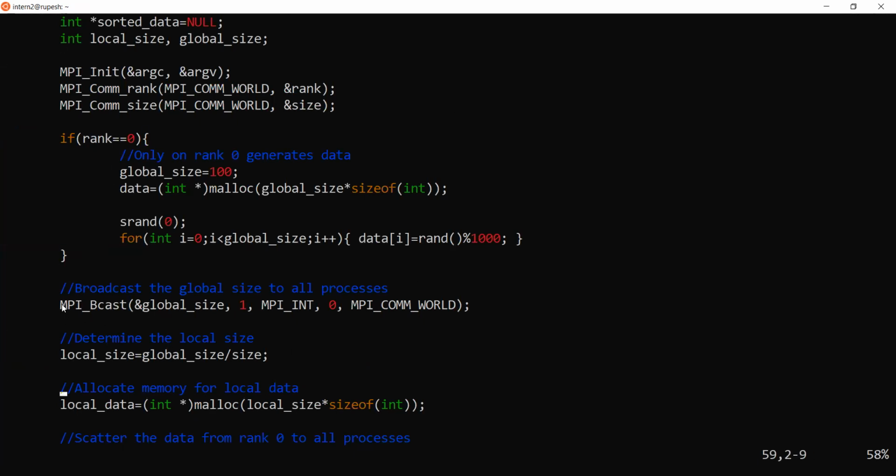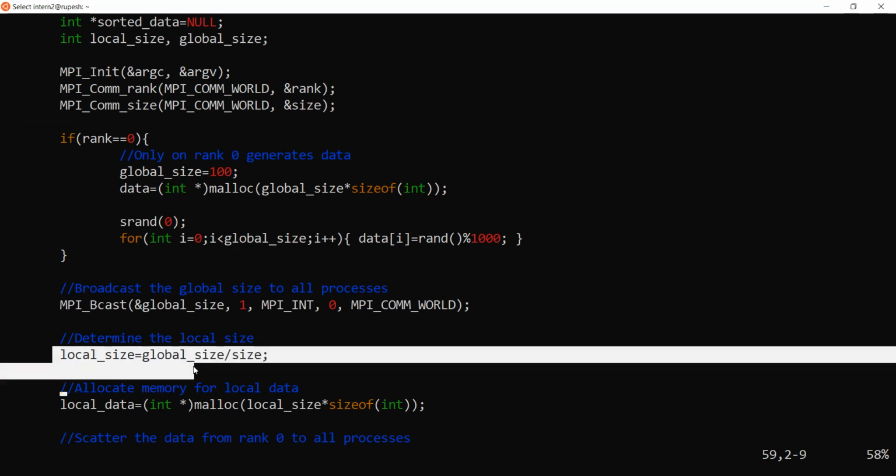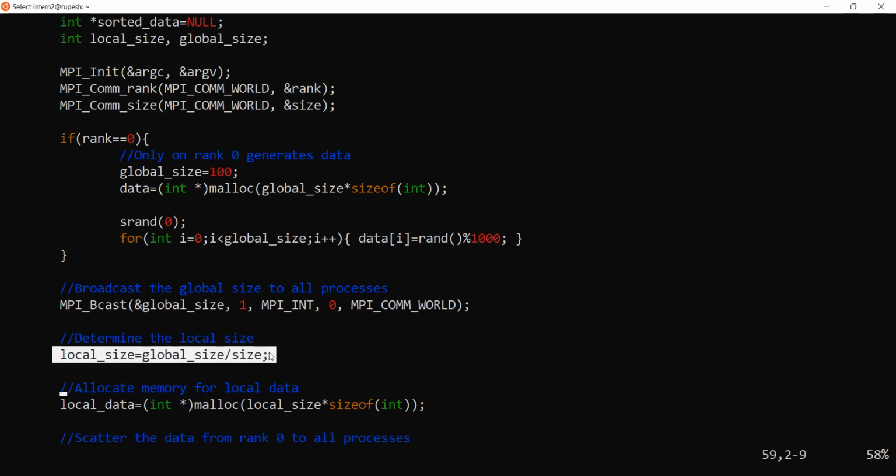Here, we are passing this particular global size to all the processes, because while executing this program, all the processes should have some idea about the global size. That is why we are passing it. Next one is local size.